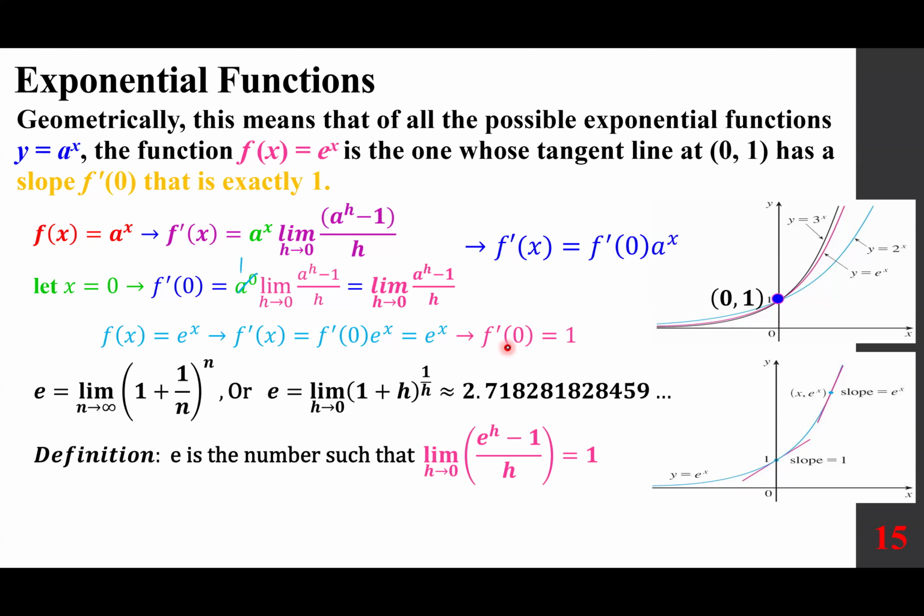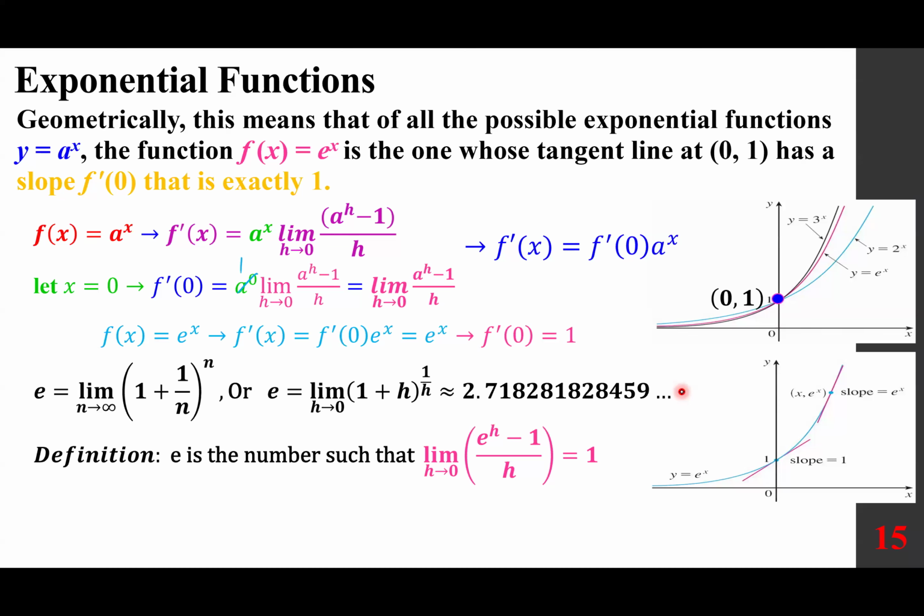So e has this definition, as you recall from compound interest: the limit of (1 plus 1 over n) to the power of n as n approaches infinity, or the limit of (1 plus h) to the power of 1 over h as h approaches 0. And we know it's a number. It's not a missing number. It's 2.71828, and it continues indefinitely.